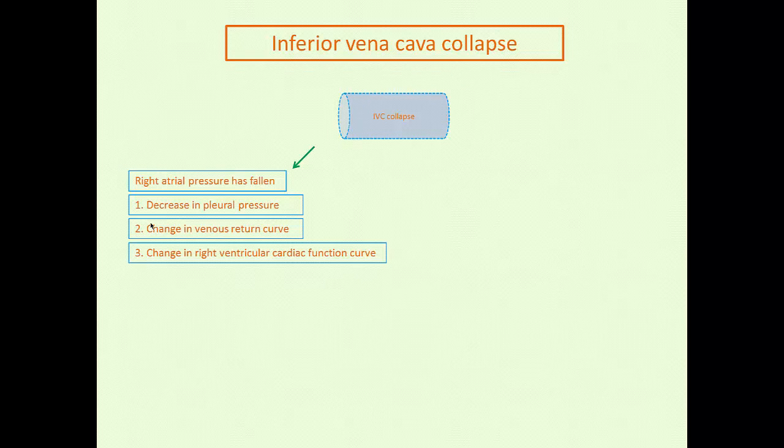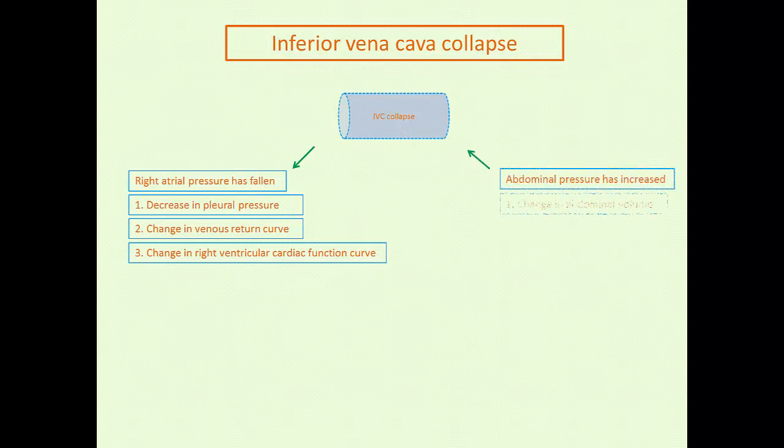It's how far that right ventricular cardiac function curve is dragged leftwards relative to your venous return curve, but it's also dependent on how the venous return curve itself is changed by inspiration, and how the cardiac function curve itself is changed with inspiration. So all of those simultaneously changing events determine the degree of your right atrial pressure drop. And that is only one determinant of what's causing IVC collapse.